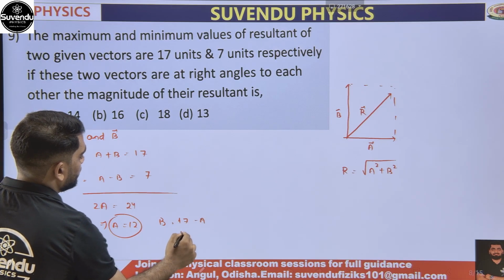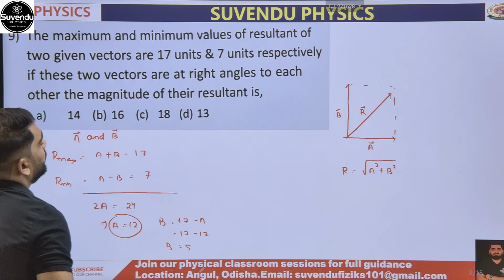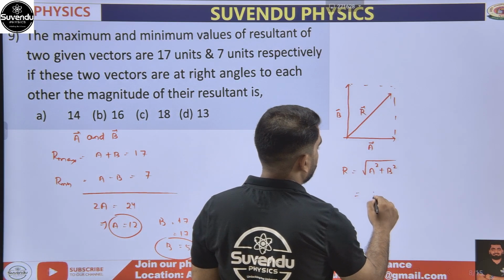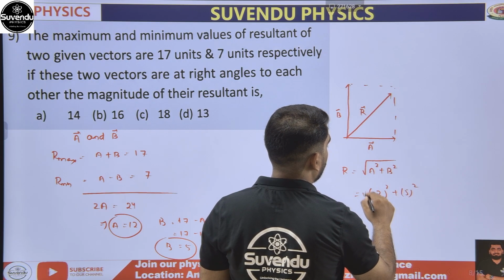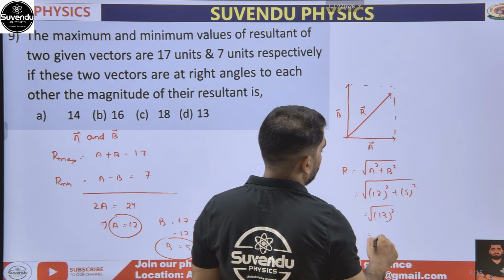That means 17 minus 12, so B is equal to 5. B is equal to 5. And so this is 12 square plus 5 square over, that is equal to 13 square root over, that is 13.